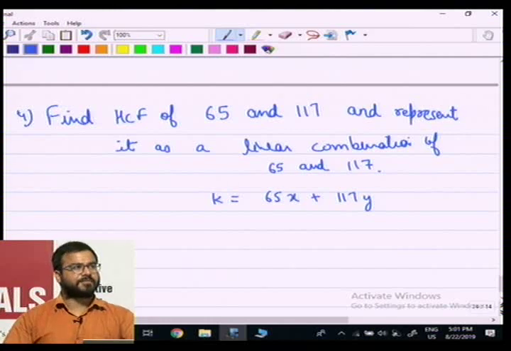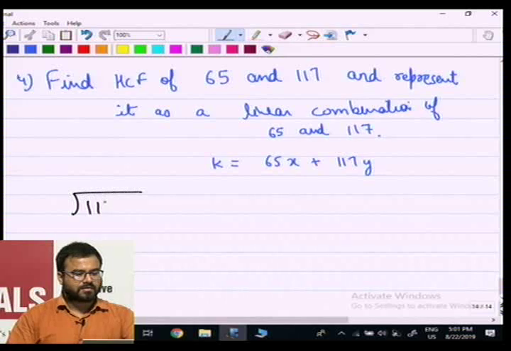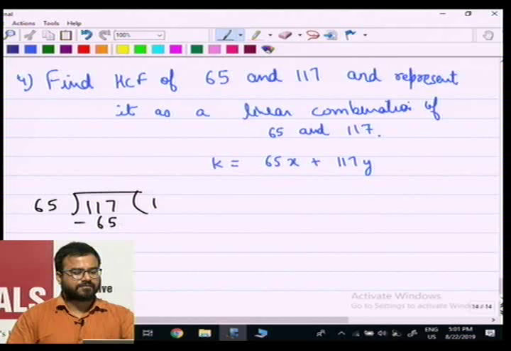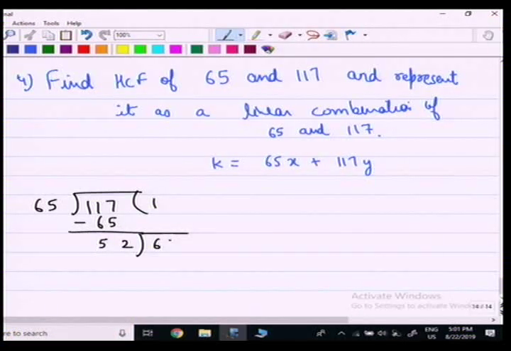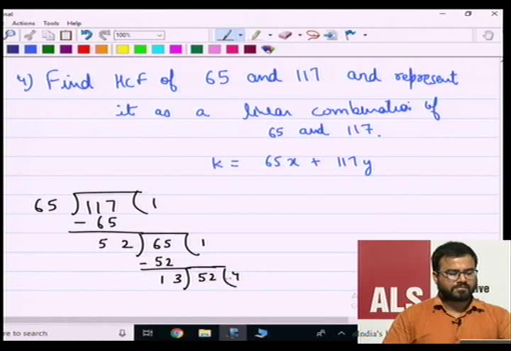Okay, let me solve it. So 117 and 65. First we will divide 117 by 65. 65 1 times 65, 52. Then again we will take 65, 13. So we are getting remainder 0.